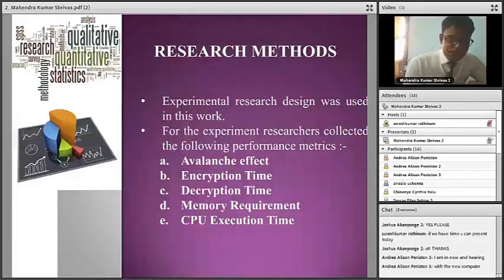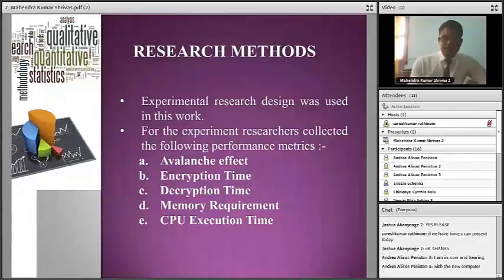As far as the research method is concerned, we have used an experimental research design in this work. Based on that algorithm, we created a program, and we used JDK 7.0 and the Java cryptography APIs, which are already available, for DES, AES, Triple DES, and Blowfish. And then we created our own.